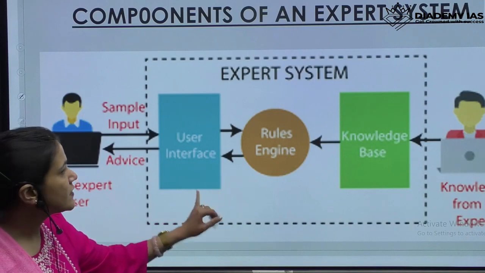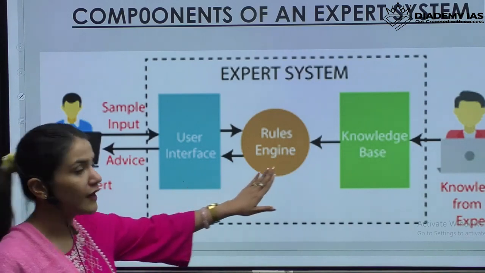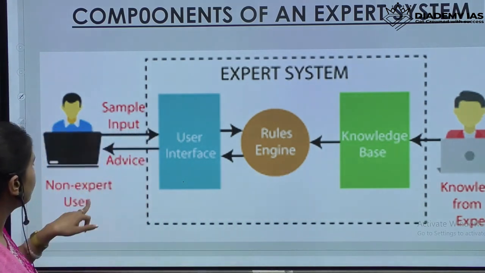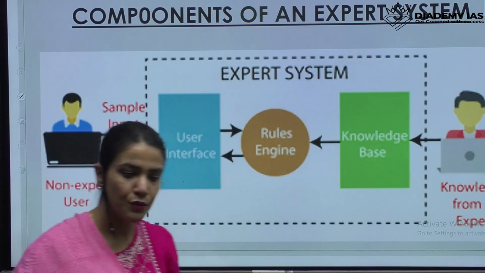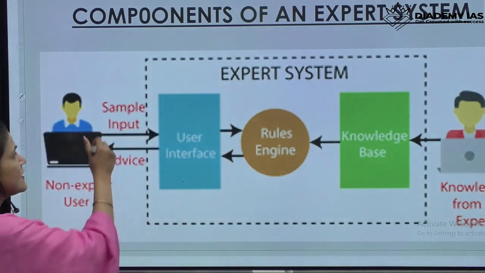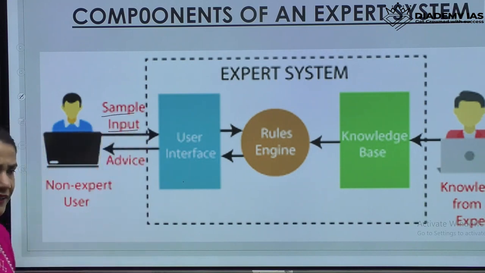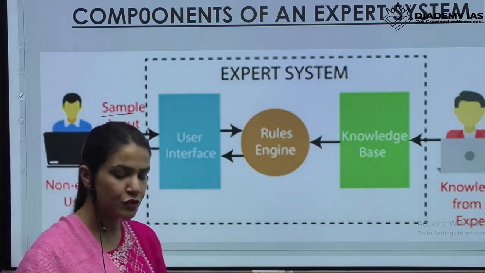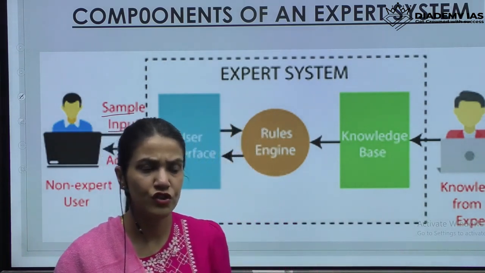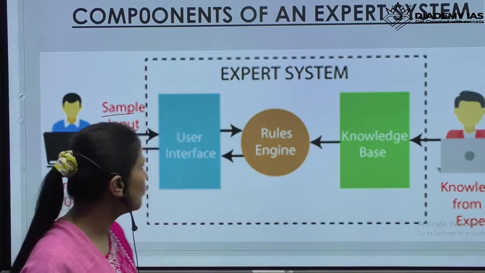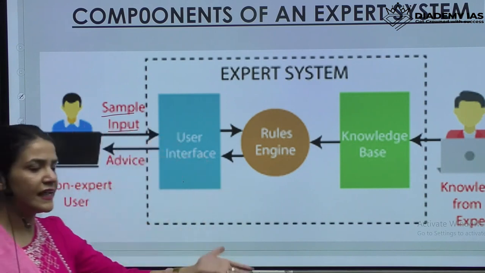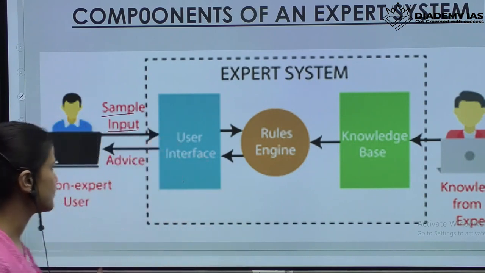So first of all, in an expert system, there is a user interface, there is a rules engine, and there is a knowledge base. What happens here is, the non-expert user, the person who is not actually an expert, raises a query giving certain sample input. For example, I just told you, when a patient goes to a doctor, he or she tries to explain to the doctor the symptoms, or the way he or she is feeling. So this is basically the simple input that is provided. It could be your name, your gender, your location, and all those things, right?